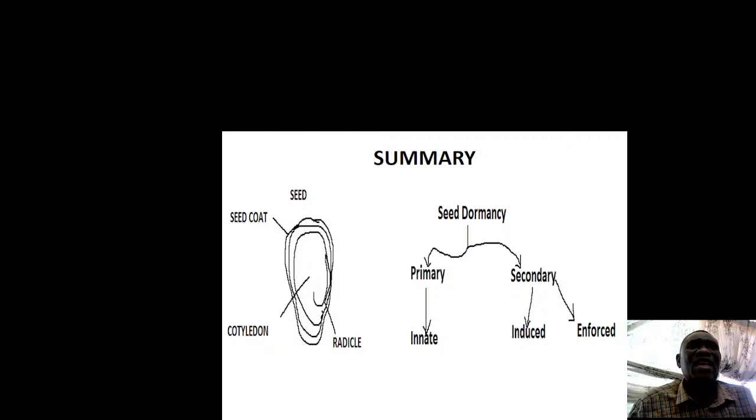Well, I just want to summarize this dormancy. Remember, we are starting with the seed, which has to germinate. And the dormancy, we can classify it as innate, induced, and enforced. So you start with seed dormancy. We have got primary, which is innate. Secondary, which you can split into two, which is induced or enforced.